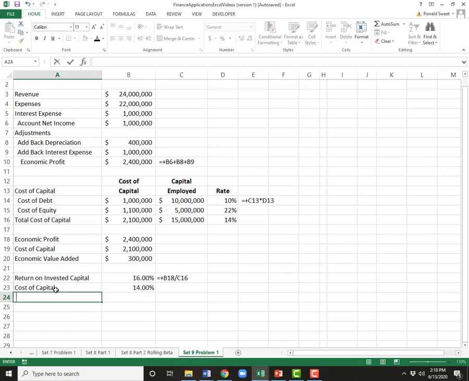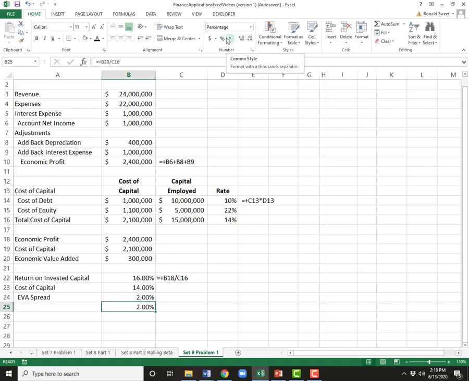And that gives us what we call the EVA spread. So you have economic value added, which is your EVA in dollars. EVA spread is your EVA in percents. You just take your return on capital minus your cost of capital, and you have 2%. So that $300,000, if you want to check it, you just take the $300,000 and divide it by your capital employed, and you should get 2%. It should give you the same number. So there's our EVA spread.